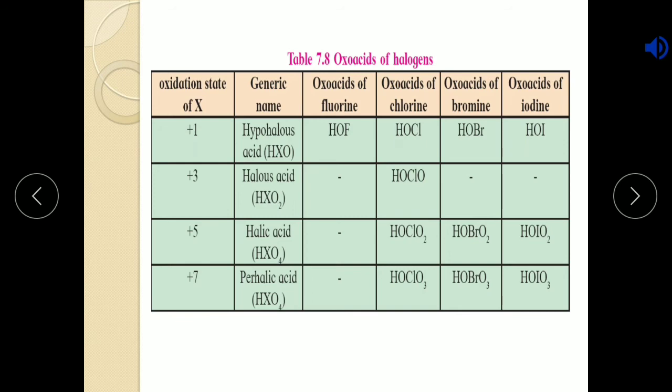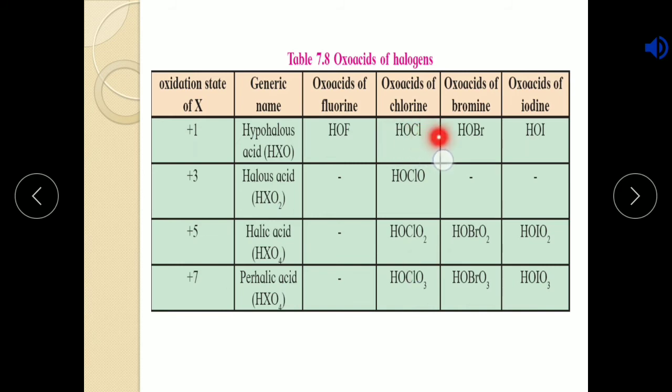Now, first one we will consider is fluorine. Fluorine can form only one oxoacid, that is hypofluorous acid. The name is hypohalous, that is here it is hypofluorous, with oxidation state +1. All other forms are not available with fluorine. With chlorine, all the forms are available.